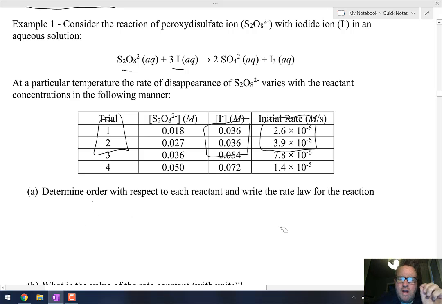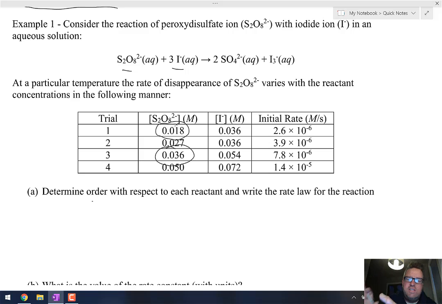Now the tricky part comes, and this is the real important part. If you're not paying attention, start paying attention, is we have to figure out what is happening with I minus. But again, there's never a time where S2O8 2- stays the same. So we're trying to find an experiment where I minus changes by something that's relatively obvious, but then also we can calculate what S2O8 2- is doing. Okay, for example, there's lots of different ways you can do this, guys. But one way is to look at trials 1 and 3. And in trials 1 and 3, S2O8 2- doubles.